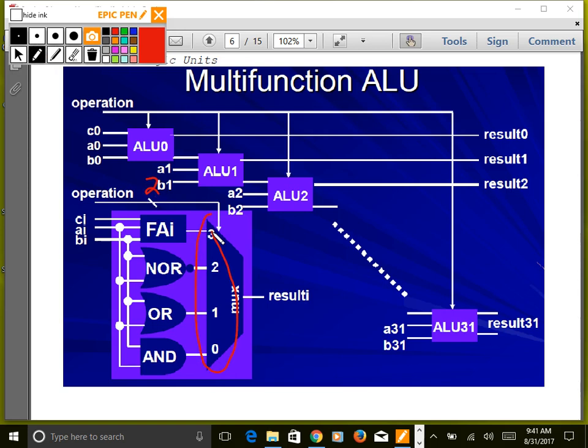So if it's 0, 0, I get the AND value on the output. If it's 0, 1, I get the OR value on the output. If it's 1, 0, I get NOR on the output. If it's 1, 1, I get full adder on the output. And then each bit is going to calculate and then go to the result.